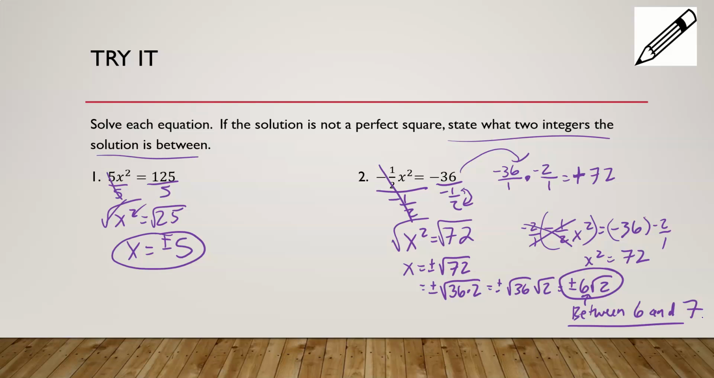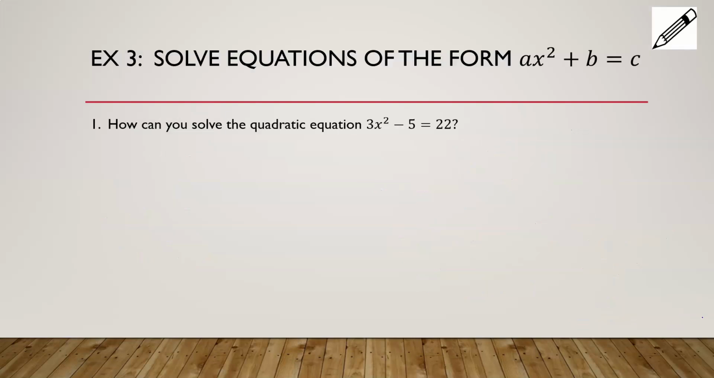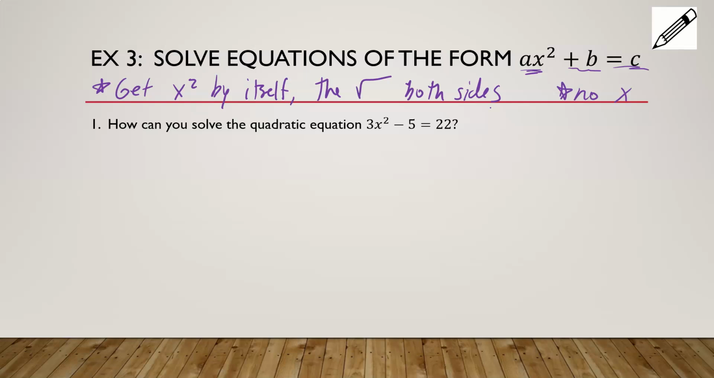So there's only one last piece we have to look at, and that is sometimes you're going to have what we call everything going on. You're going to have an ax squared plus some other number equal to a number. But notice there's still no x in there, no x to the first power. Okay, so our strategy does not change from what we just said. We're still going to get the x squared by itself, and then we're going to square root both sides. The only difference is I have to do 2 steps of algebra before I can do that.